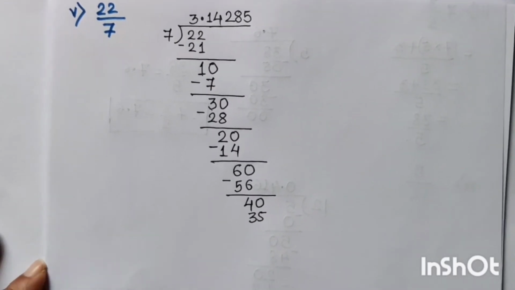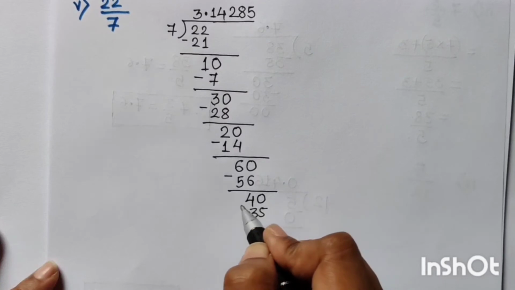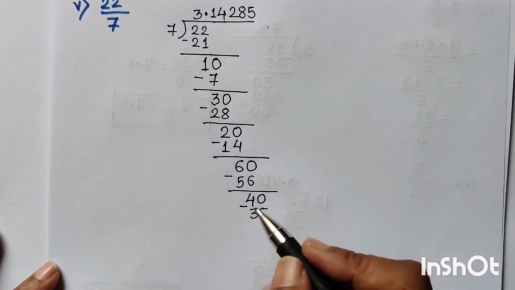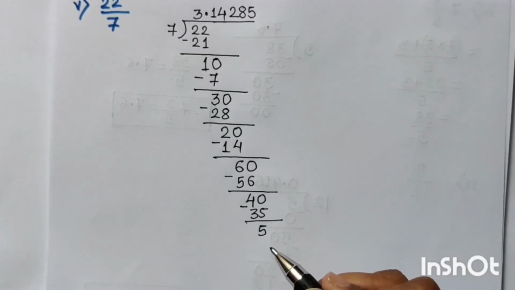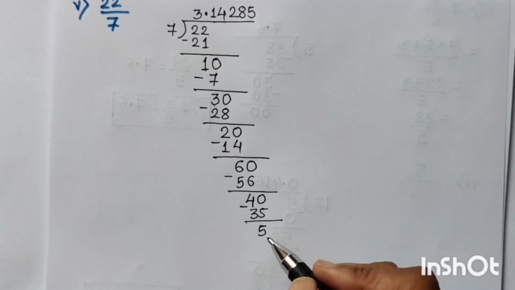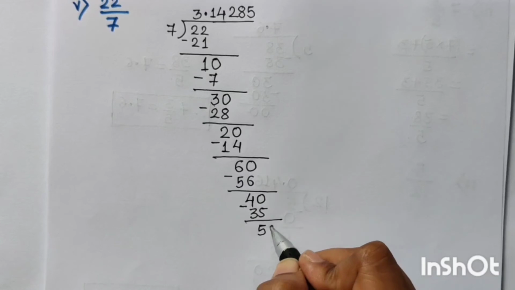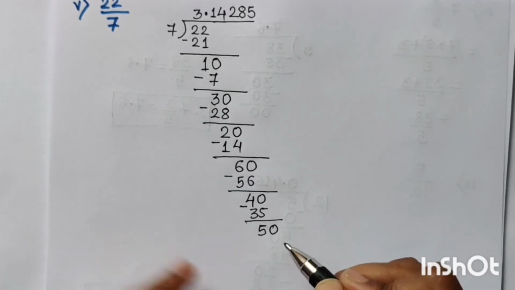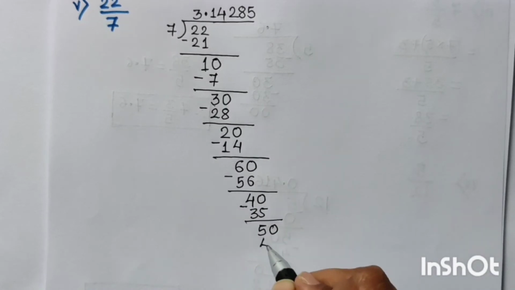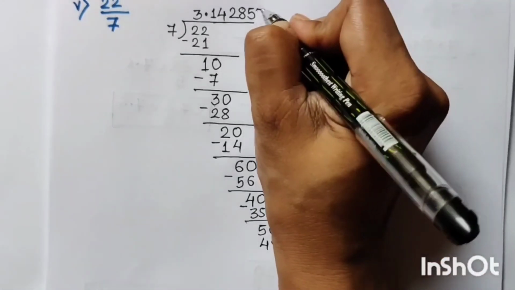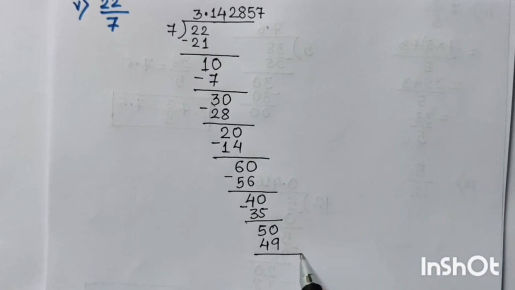Now we are getting 35. That means 40 minus 35, we will be getting 5 in the remainder. 5 is again not 0. That means we have to put a 0 after 5. Divide 50 by 7. 7 7s are 49. I will be writing 7 here. 50 minus 49, I will be getting 1.